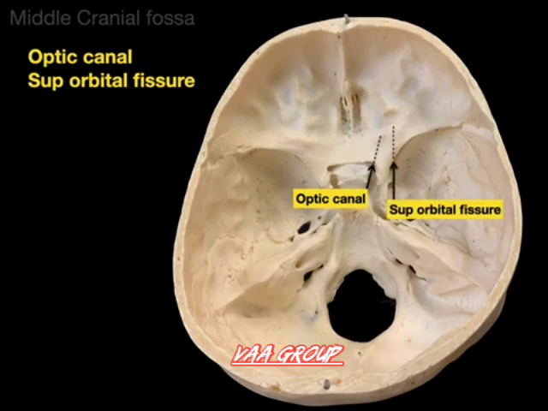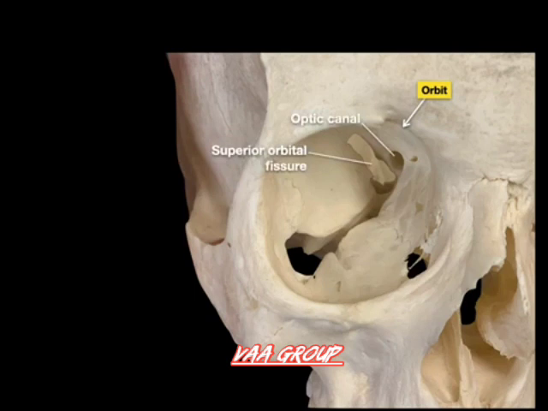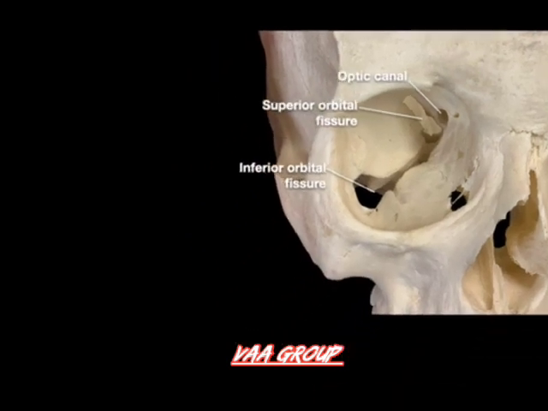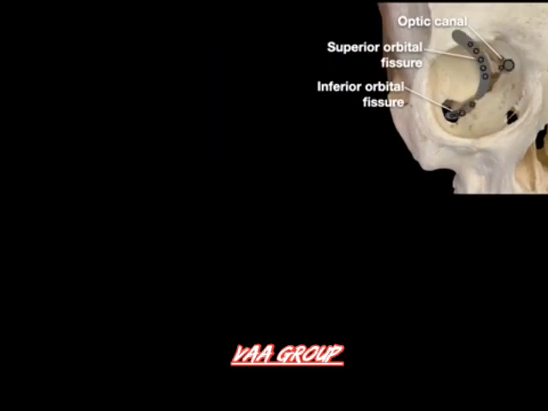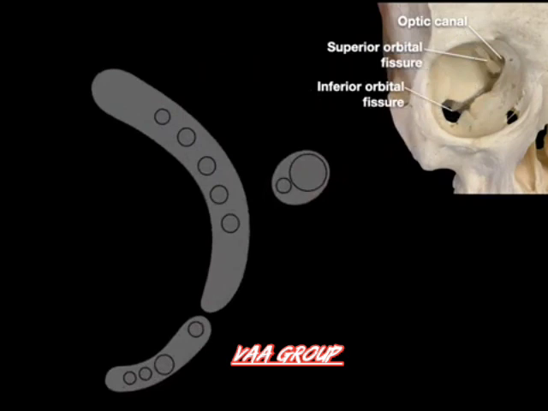But because we don't see a very good view of those two structures, I'm instead going to take a look at the orbit from an anterior view. Here's the right orbit, and there's the optic canal, the superior orbital fissure, and the inferior orbital fissure I'll just throw in for extra. So let's do that again, except we're going to superimpose the schematic and blow it up to make it easier to see. Optic canal, superior orbital fissure, inferior orbital fissure.